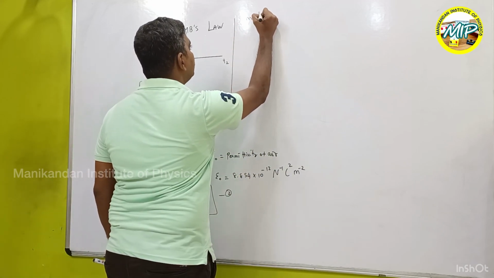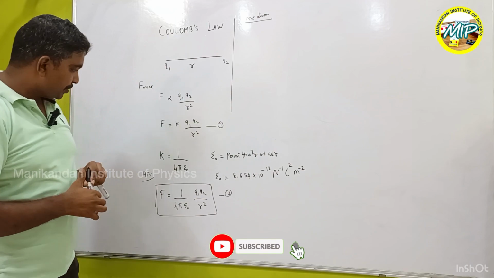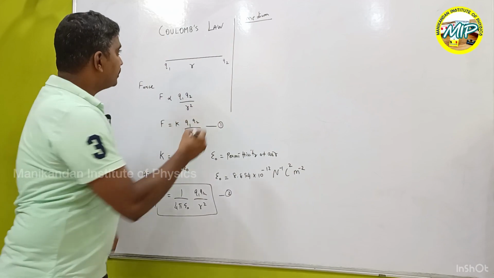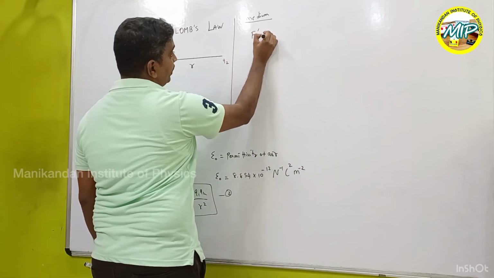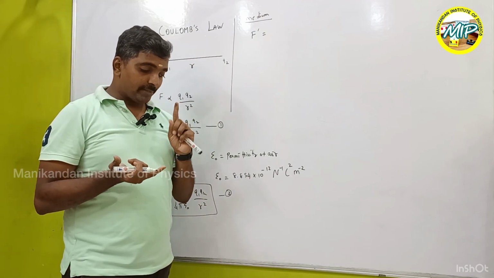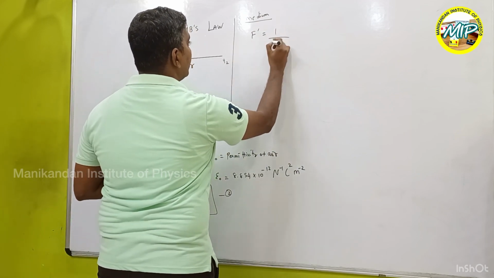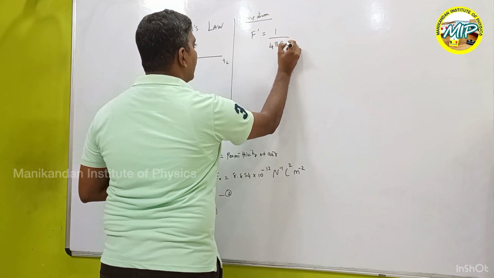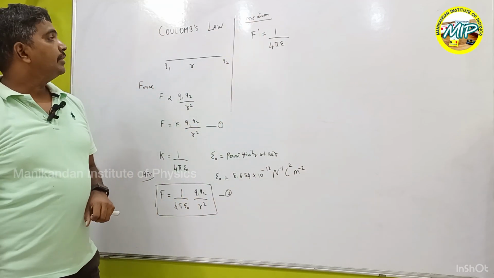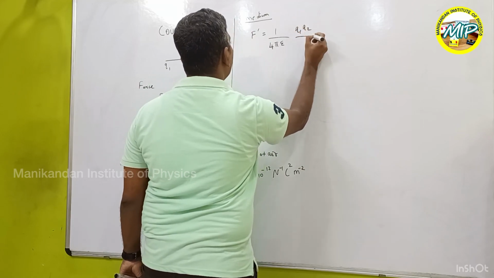Medium. There is no change in my Q1 and Q2 and R. Everything is the same. So I can simply take this as F prime. There is no change in my charge, there is no change in my distance, but there is a change of your medium. So this is going to be F prime equals 1 by 4 pi epsilon naught. Instead of epsilon naught I should use epsilon. So here Q1 Q2 by R square.